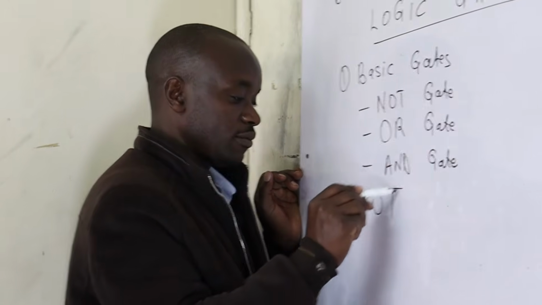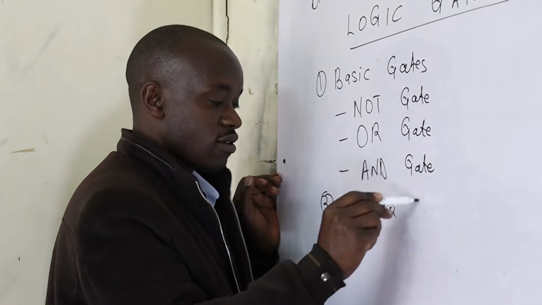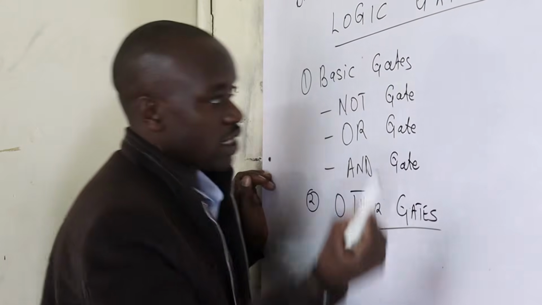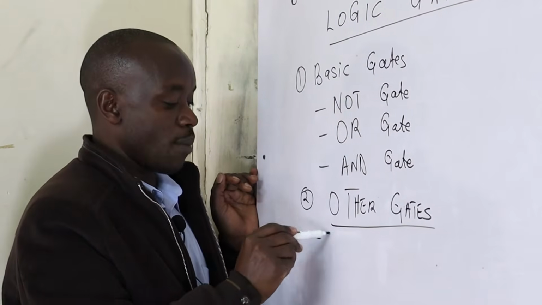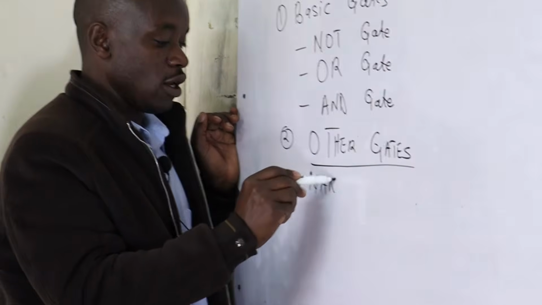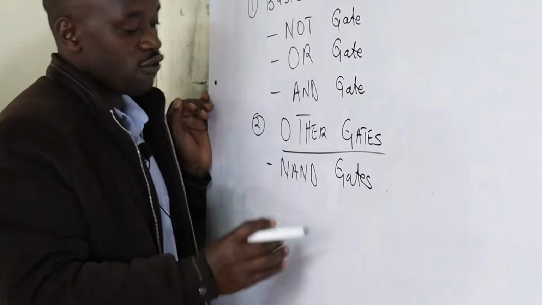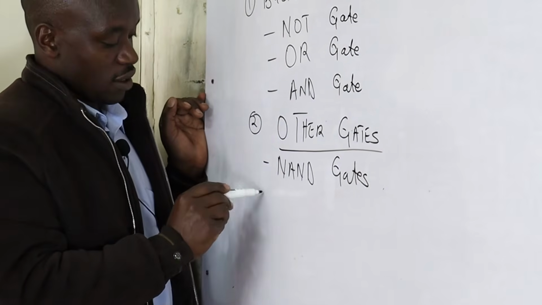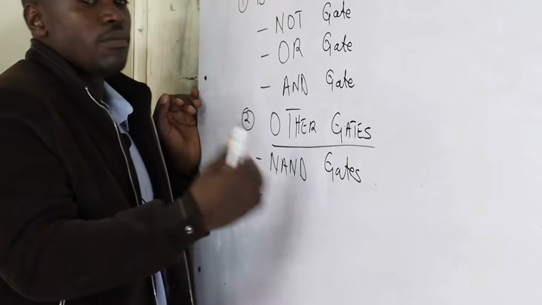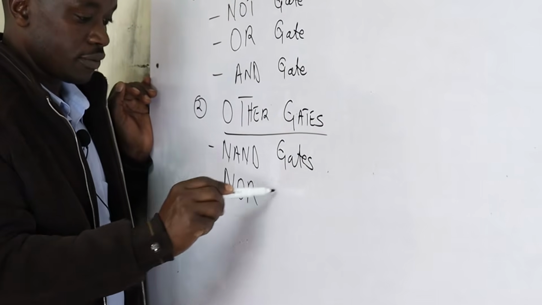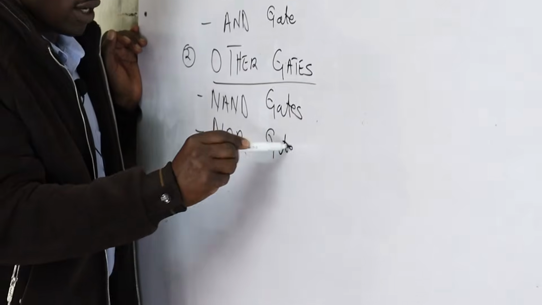Then we have other gates which are implemented from these. We can talk about NAND gates. We shall see later that the NAND is made of an AND and a NOT gate: the output of an AND gate is inverted. Then we have the NOR gate.